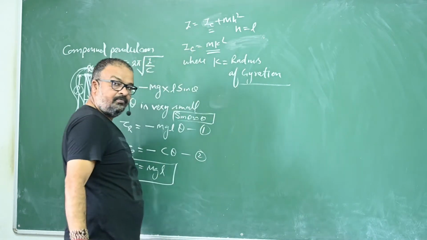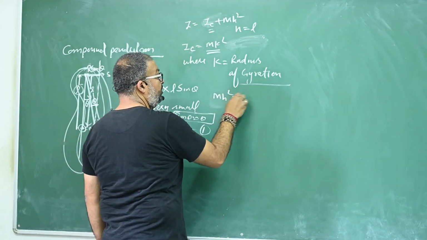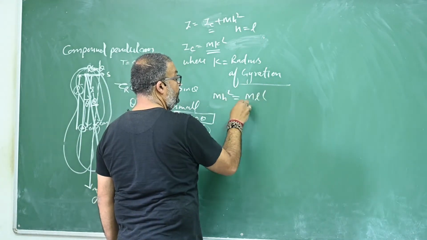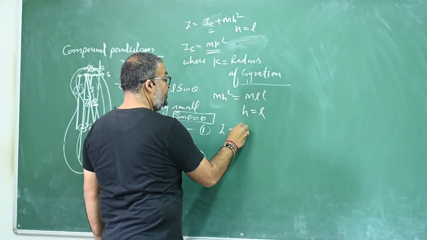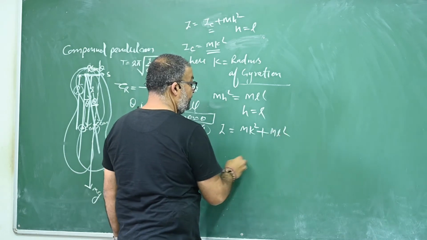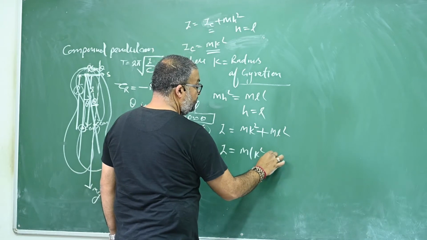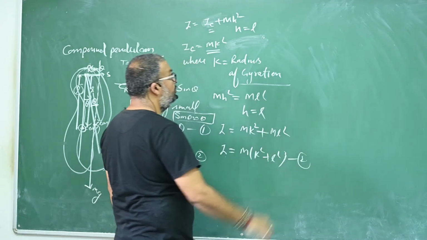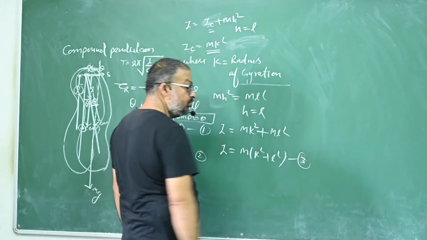It was IC. And mh square will be written as m into L square, because distance between the parallel axes is L. So I will become IC, that is mk square, plus m into h square, meaning mL square. So I equals m into k square plus L square. That is the moment of inertia of this rigid body. This is equation number 3.